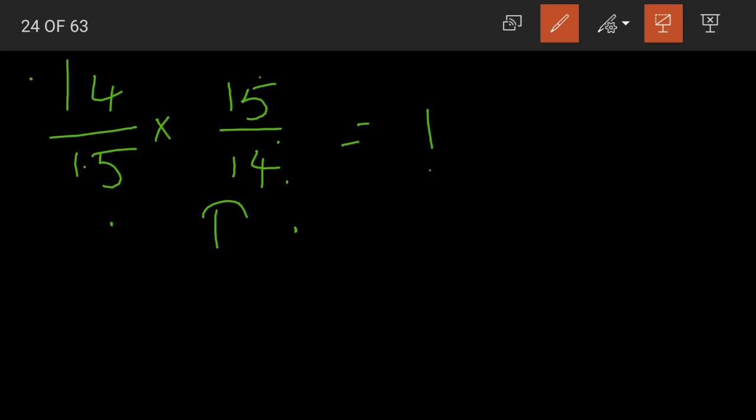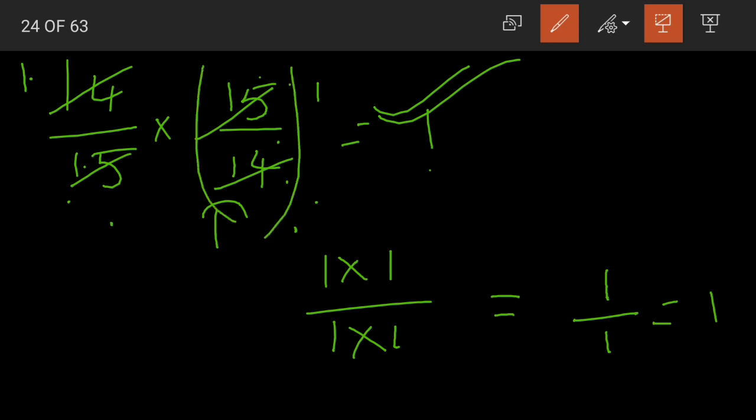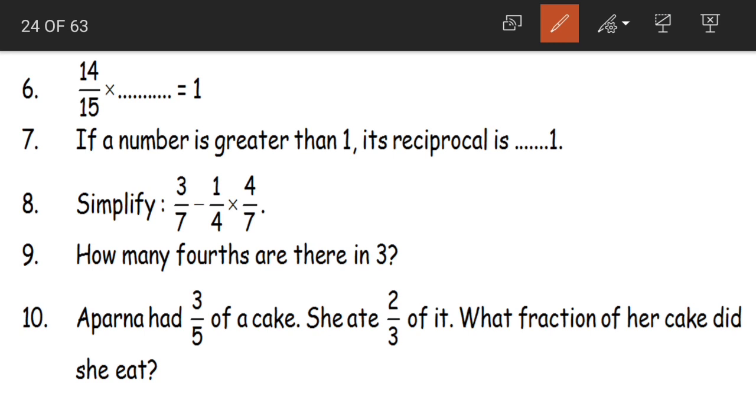Now let us check whether the product is equal to 1 or not. 15 ones are 15 and 14 ones are 14. In the numerator we have 1 into 1, and in the denominator as well it is 1 into 1. So the answer is 1 by 1, that is nothing but 1. Students, don't get terrified by this multiplicative inverse. Multiplicative inverse is nothing but the reciprocal we have learnt. Clear? So the answer is 15 by 14. 14 by 15 into 15 by 14 is equal to 1.